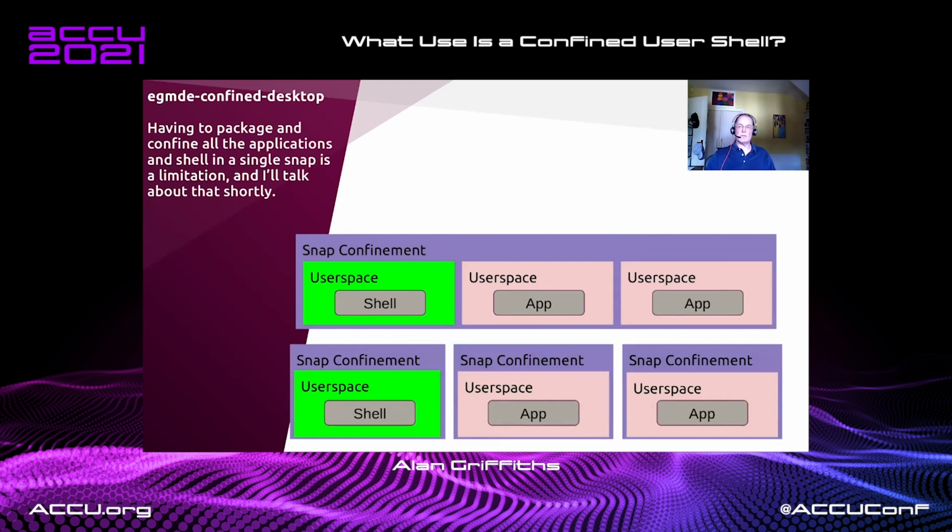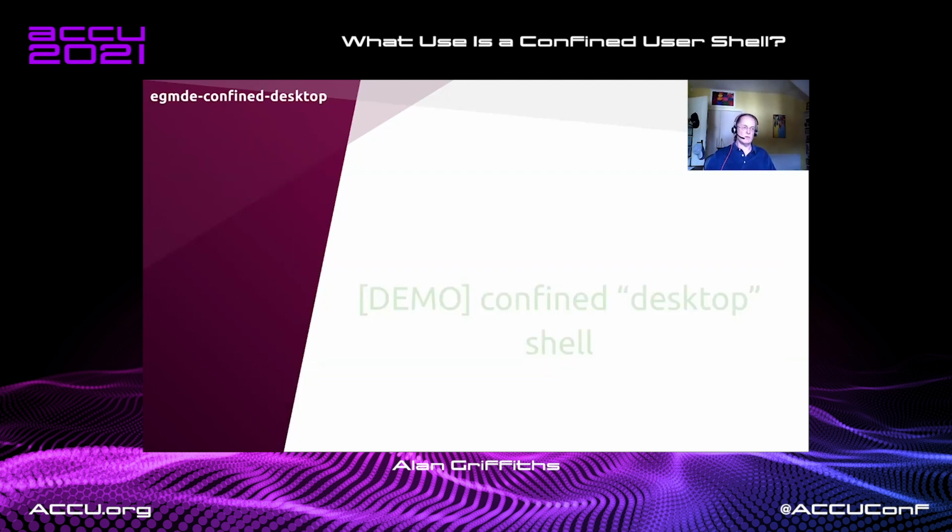That's not ideal. We really ought to have the applications access separated because they do have different access requirements. You don't want, for example, access to your input devices for all the applications when only the shell actually needs that. Otherwise, you get problems with keylogging and password sniffing and that sort of thing. I'll talk a bit more about that, but first I'll show you what we can do with the EGMDE shell.